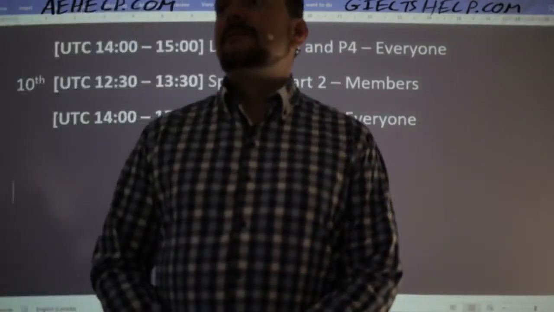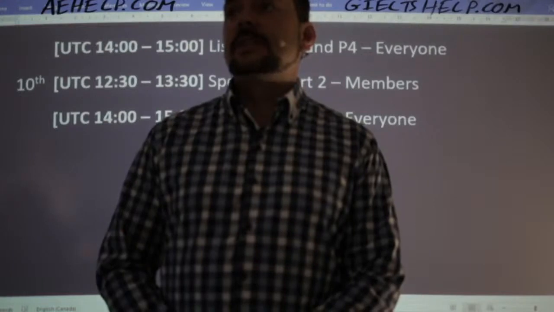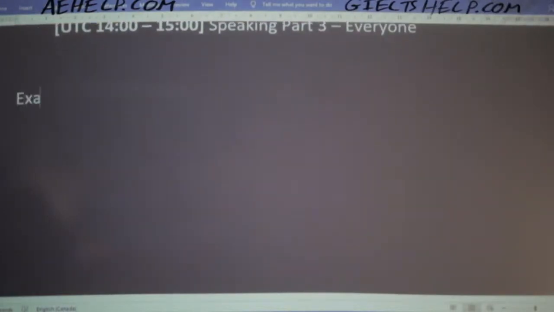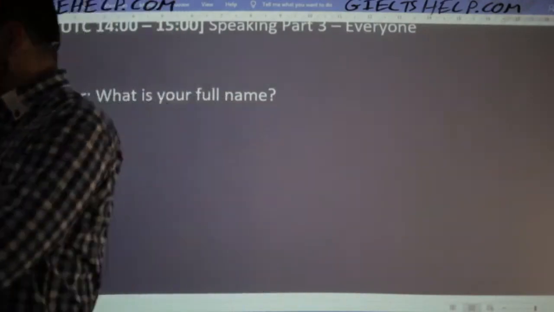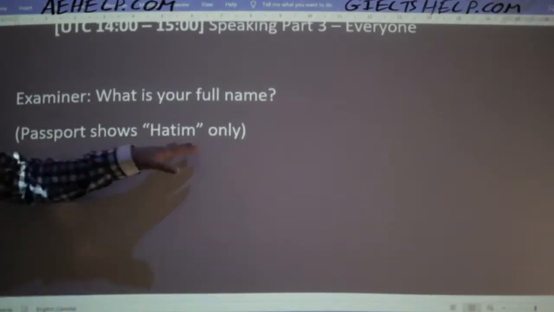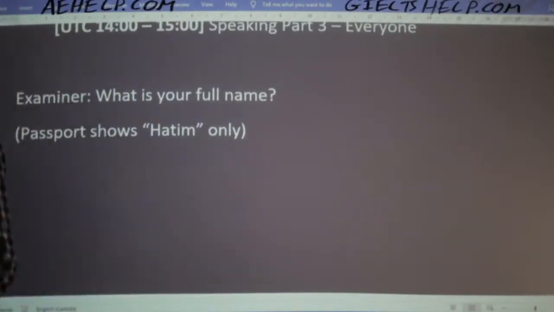Ali says, sir, my full name is just Hatim. What should I say in speaking part 1? Okay, Ali, do you mean like if the examiner asks, what is your full name? I know some people have only one name. So I'm guessing that Ali is not in your name. It's just kind of added. So your name in your passport is just Hatim. Is that correct? Am I assuming correctly here, Hatim, that in your passport, all you have is just Hatim, right?